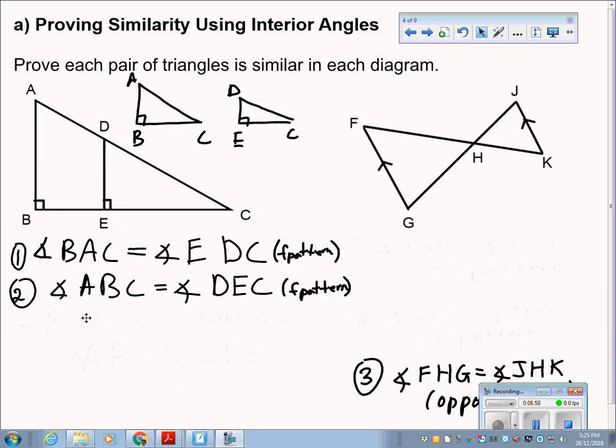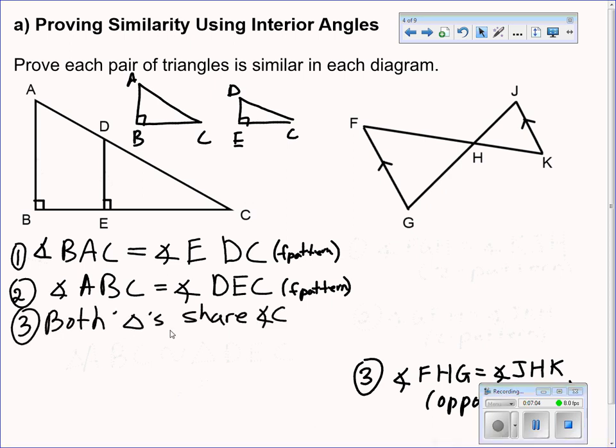Now we need to relate the final angle of this triangle. If you take a look at this latest triangle, both share angle C. Since all three angles are the same, we would say the following: triangle ABC is similar to triangle DEC. And that little squiggle sign means it is similar.